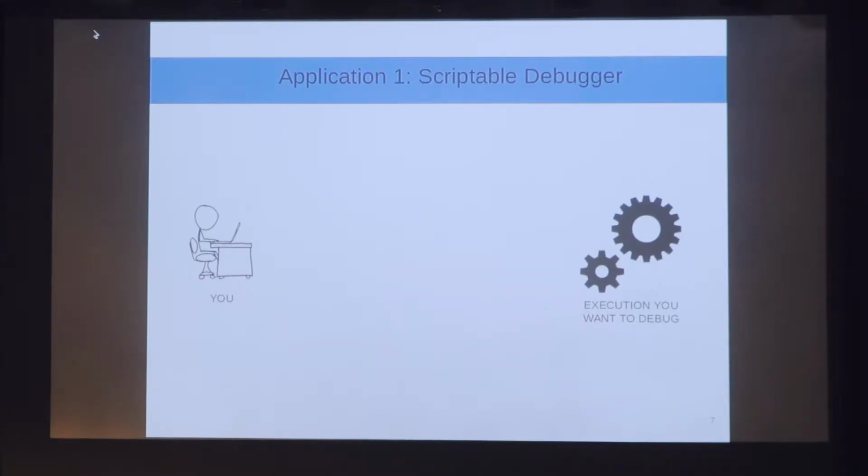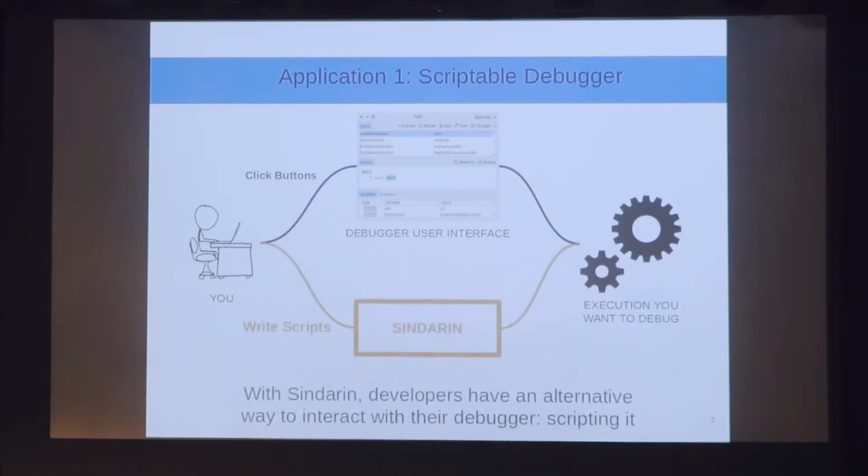Hello. Okay, so the idea of the first application of Sindarin is to have some debugger you can script. So on the left is you, and on the right is the execution you want to debug. Normally, right now you have a debugger, you click buttons, you look at things. It works fine, sometimes. But now what I'm presenting is an alternative way to interact with the execution. We are programmers, so sometimes we need a user interface to discover features, and other times we need scripting to make something powerful out of it. And that's what was missing from the current debugger, and that's what we are adding right now.